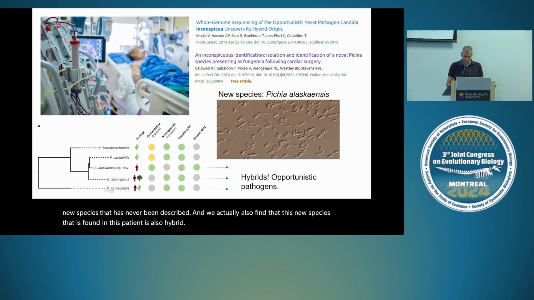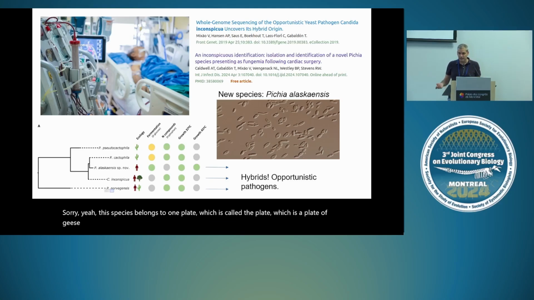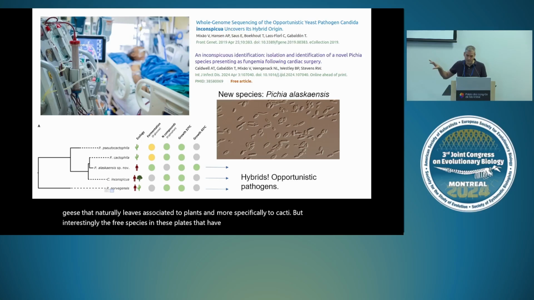Interestingly, this species belongs to one clade, which is called the Pichia cactophila clade, a clade of yeast that naturally lives associated with plants, and more specifically with cacti. But interestingly, the 3 species in this clade that have been reported to infect humans, including the new one, are hybrid species. So I think that's quite puzzling.